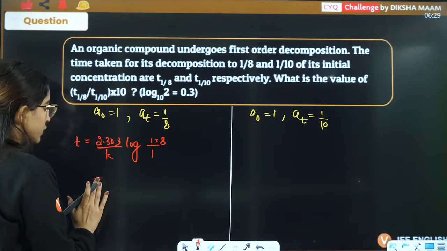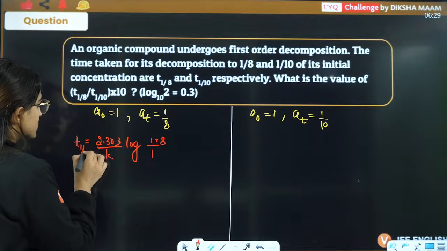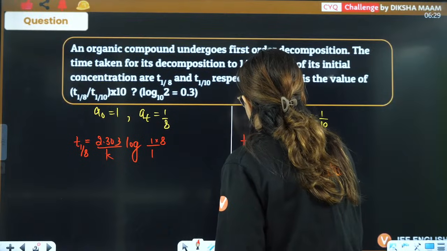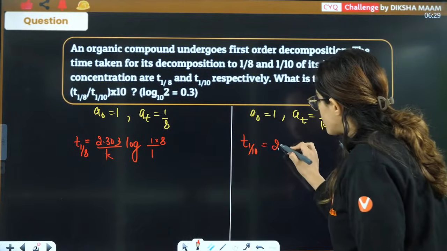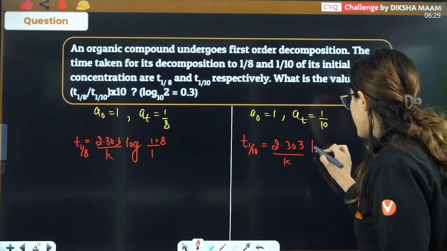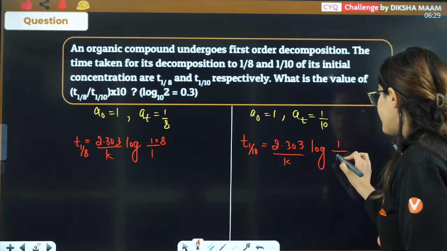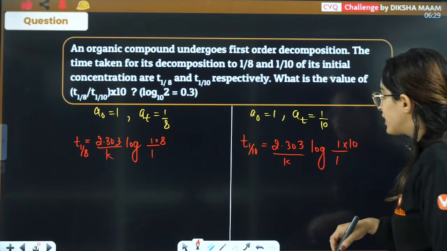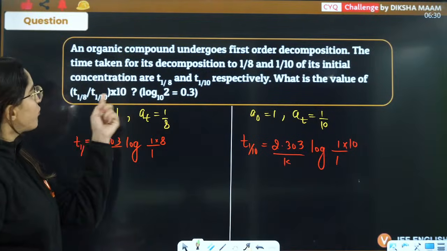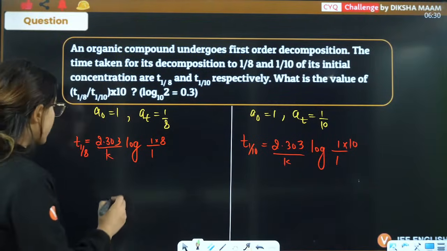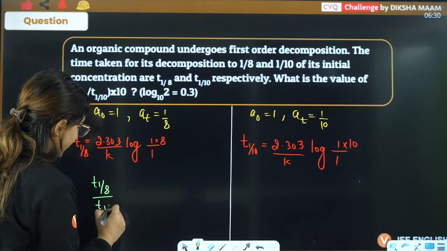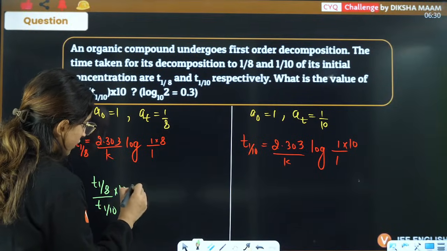So here you can write that this we are talking about is T 1 by 8, and here this is T 1 by 10, that is nothing but 2.303 divided by K, and this is going to be log, initial concentration is 1, final is 1 by 10. So here what you will do, they are asking you the value of division of both multiplied by 10. So T of 1 by 8 divided by T of 1 by 10 multiplied by 10. Okay, what is that?